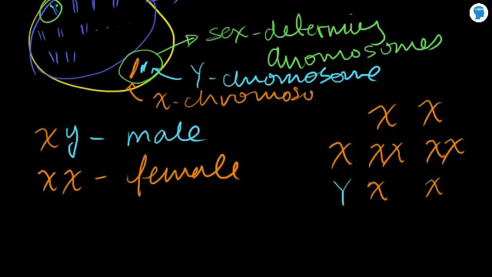And then your dad is going to donate either the X or the Y. So in this case, it'll be the Y chromosome. So these would be female, and those would be male. And it works out nicely that half are female and half are male.